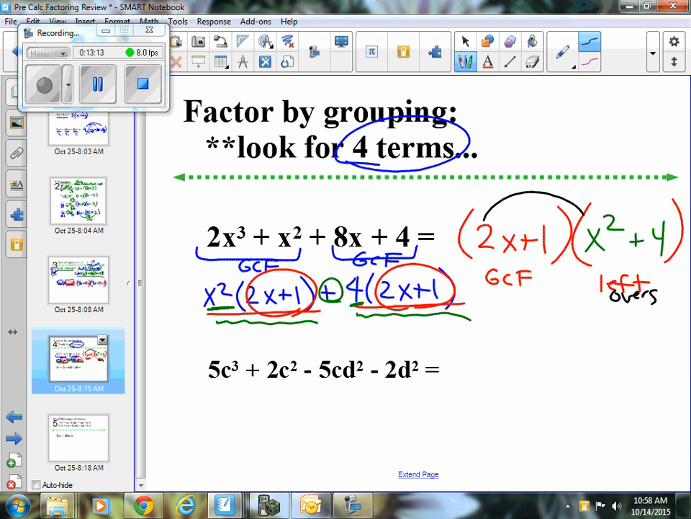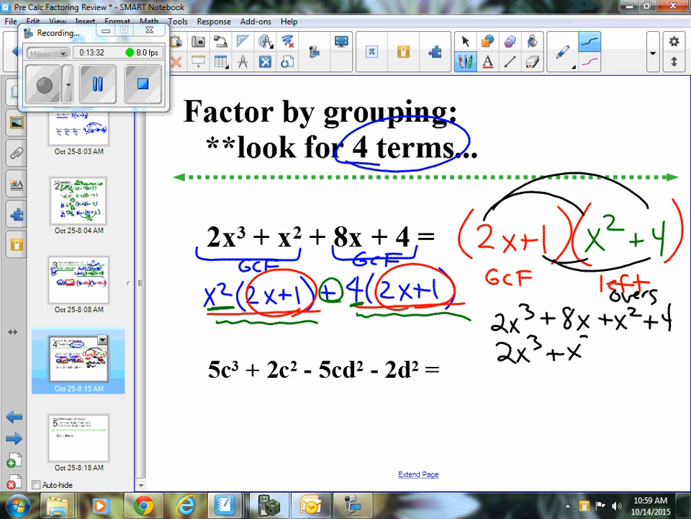And if you wanted to check your answer, these were the leftovers here. If you want to check your answers and do FOIL, just take a look quick. I'll do it on this first one. If you multiply it out, 2x times x squared would be 2x cubed. Outsides, we get plus 8x. Inside, we get 1x squared. And then last, you get 4. Just a little rearranging here to put it in descending order. And if you look back, that's exactly the same expression you started with. You factored it by grouping.